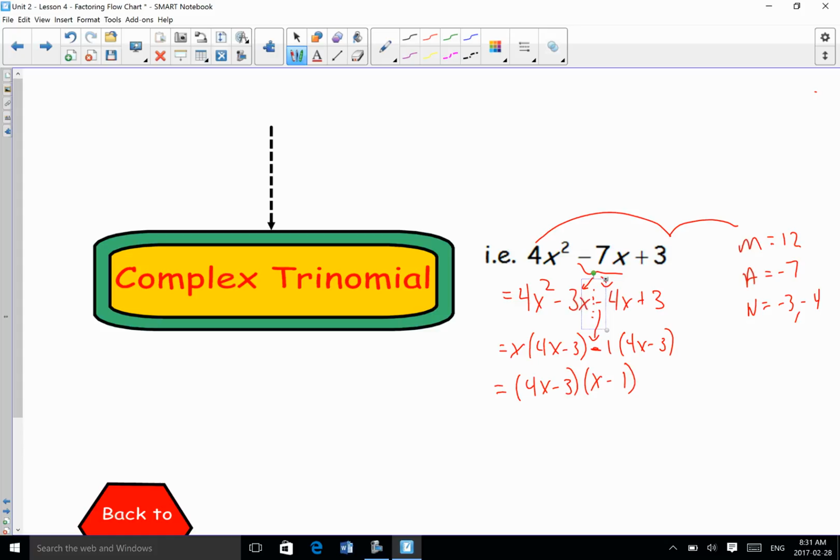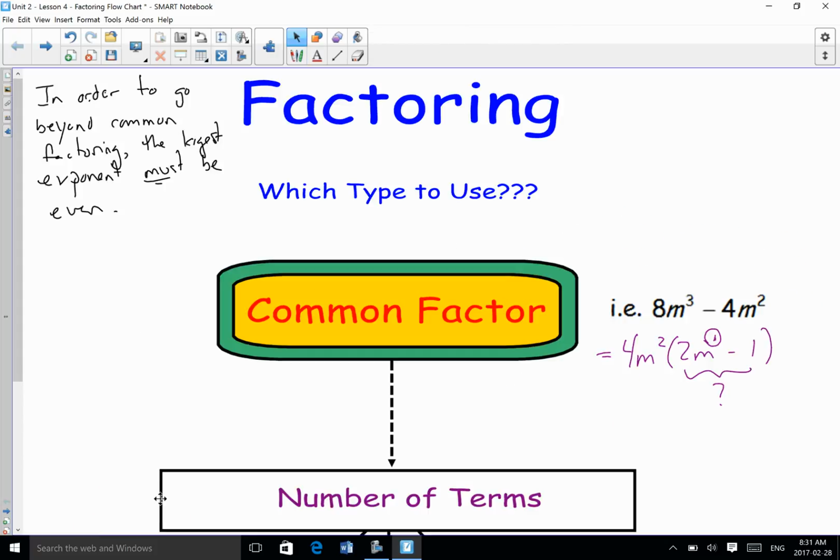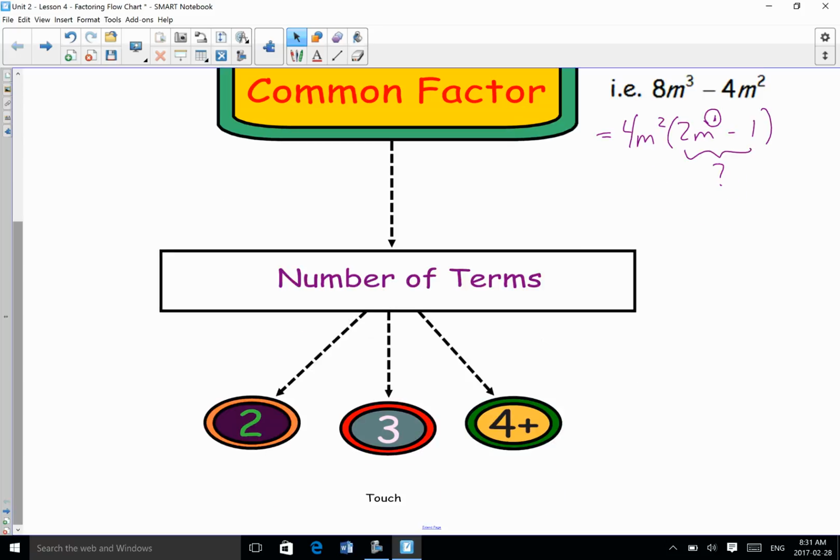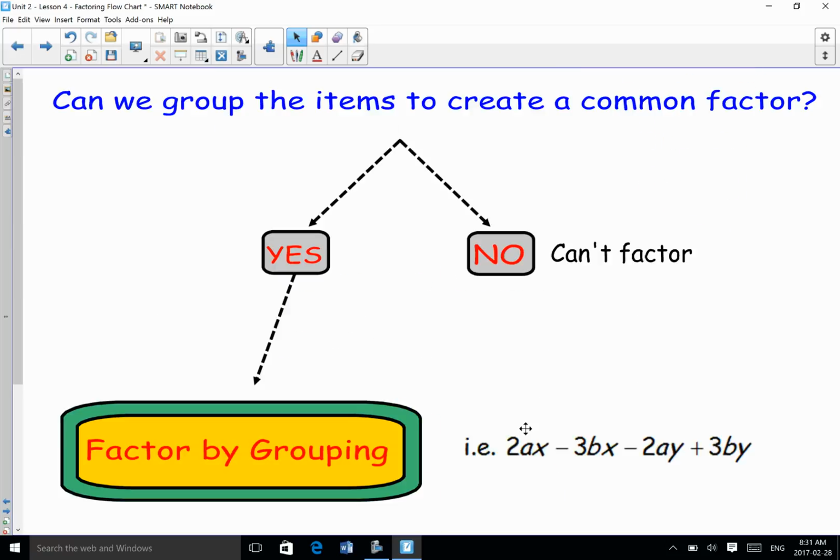Okay, so there's the three types of trinomials: perfect squares, simple trinomials, complex trinomials. If it's not one of those, well, back to our flow chart, it might be 4 or more terms. If it's 4 or more terms, we have to ask ourselves, can we group the items to create a common factor? Can we approach them like we did a complex trinomial? Split it in half and try and common factor each half.